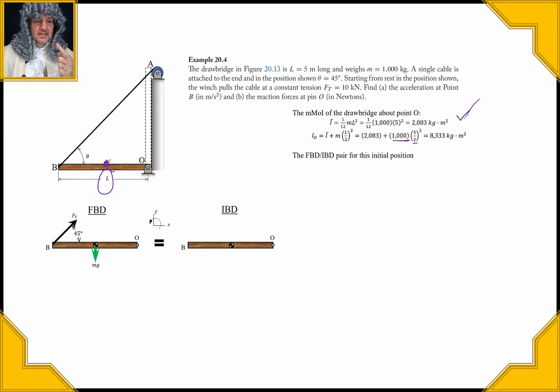And now we have the tension from the cable. And then we also have these reaction forces, which we don't necessarily know the direction of, but we're going to draw them in the positive direction. Then we go over to our IBD side, and the only inertial effective force that we have to put on there is the mass moment of inertia about O times alpha, right?